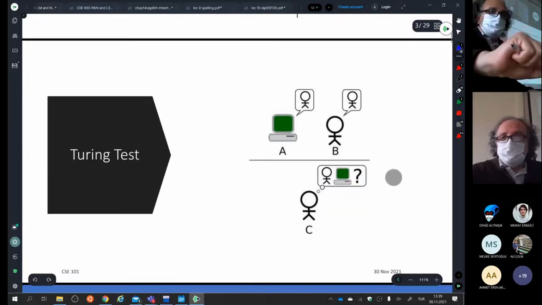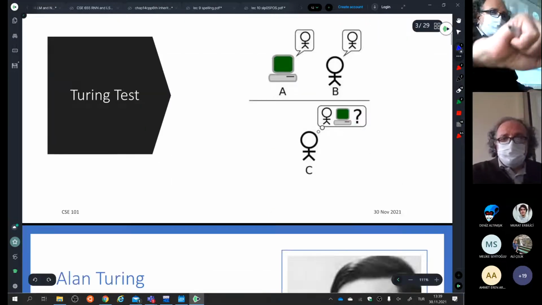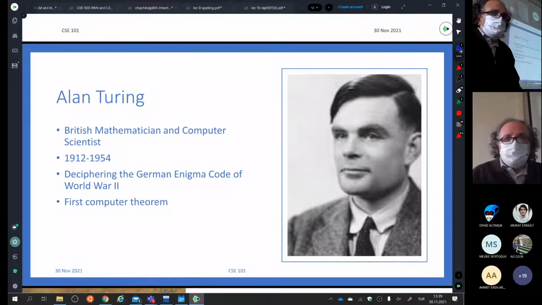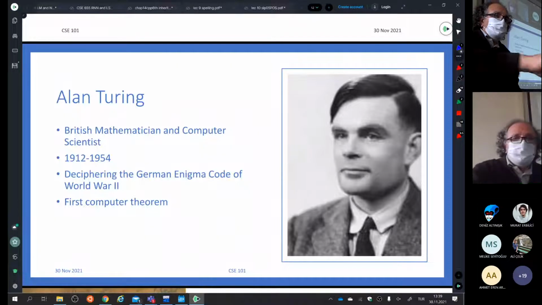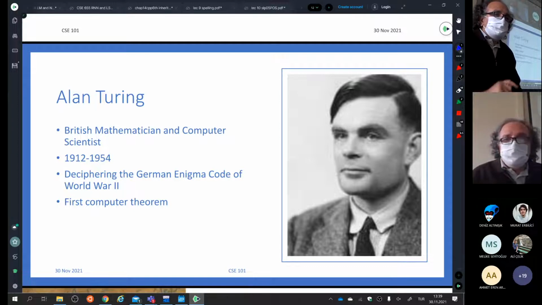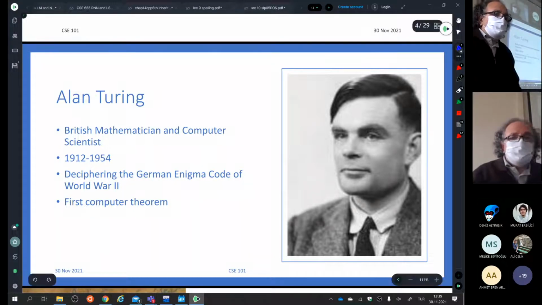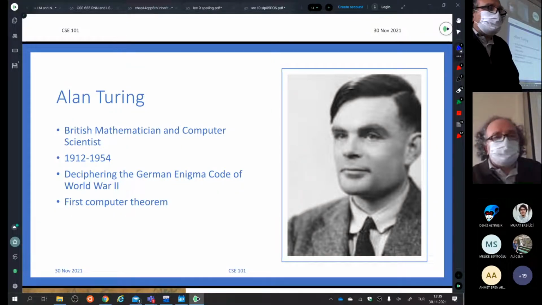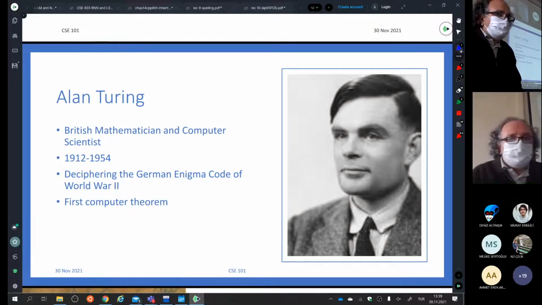This guy, his name is Alan Turing. He's a British mathematician and computer scientist. He died very young, in 1954. He is the one who led the team that solved the German secret messaging code, deciphering the German Enigma code in World War II.